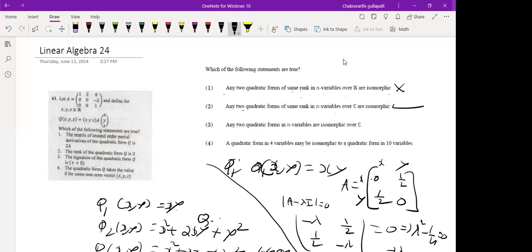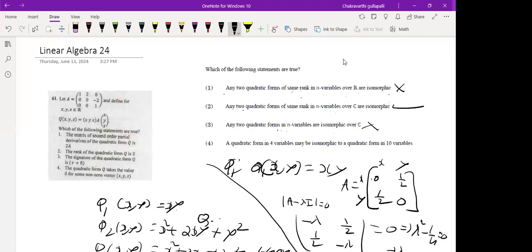Two quadratic forms of same rank in n variables over C are isomorphic. Correct. If they have the same rank, they automatically become isomorphic. Isomorphic and equivalent are the same. Over C, same rank is enough, but over R the rank, index and signature must all be the same. Next, any two quadratic forms in n variables are isomorphic over C. Any two quadratic forms we cannot say, because they should have the same rank. If they have the same rank only, they will be isomorphic over C. If there are any two quadratic forms, we cannot say they are isomorphic, because they should have the same rank. Without the same rank they are not isomorphic, that is, not equivalent.